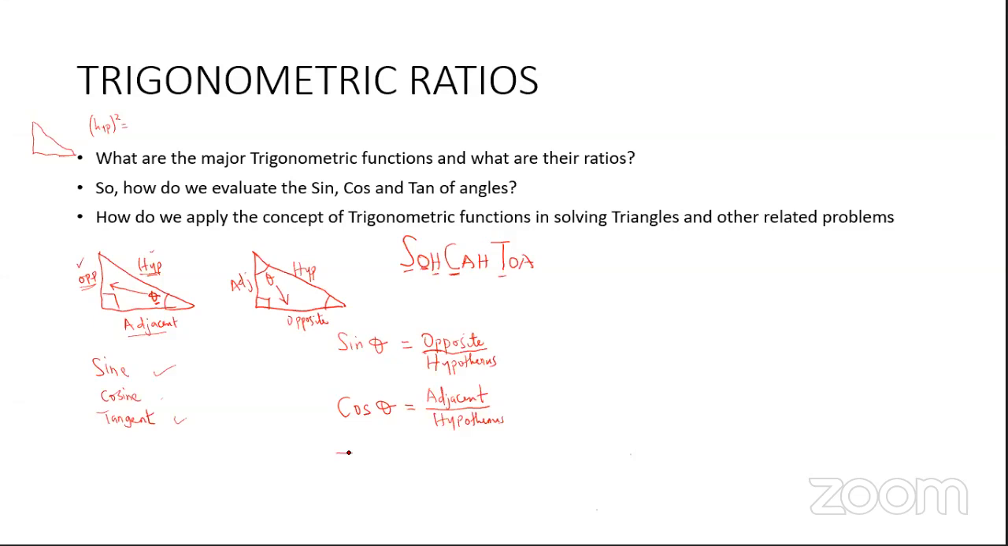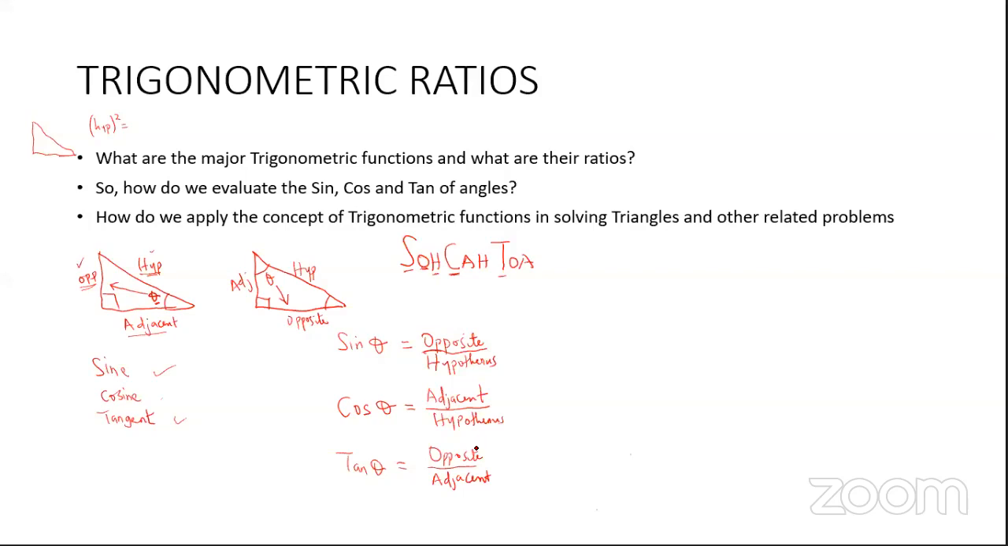Then we also have what we call tan theta, which is the ratio of the opposite to the adjacent. Opposite over adjacent. Those are some of the facts that we need to take note of.